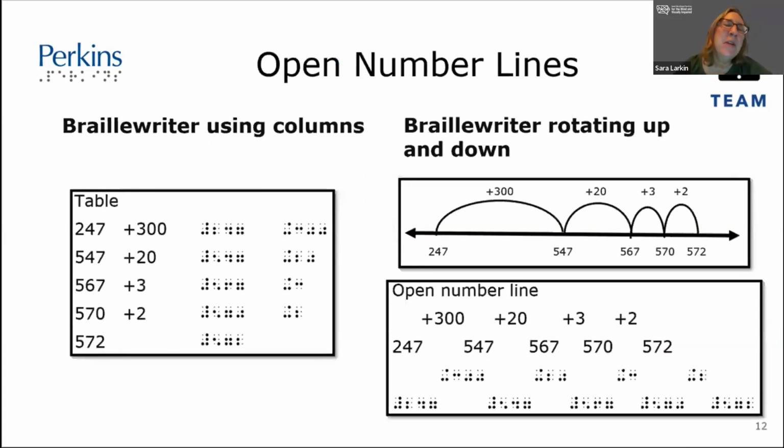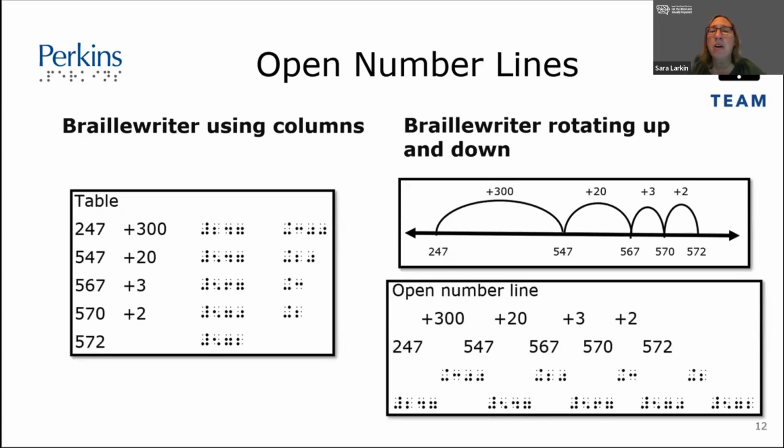All right, so let's talk a little bit about open number lines. This is another concept as students start adding or subtracting larger numbers. They start using open number lines. Visually, we have a number line with arcs that go from one number to the next. If I was adding 247 plus 325, I could take the 247, on the left side of my number line, and then have an arc that says plus 300, and it leads to the number 547 because 247 plus 300 gives me 547.